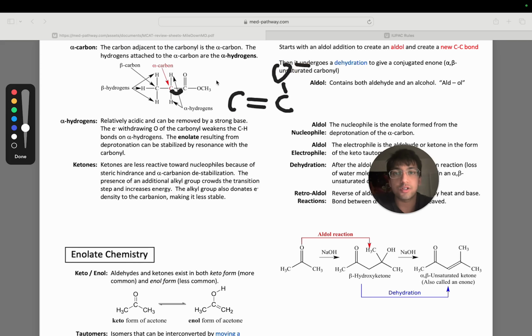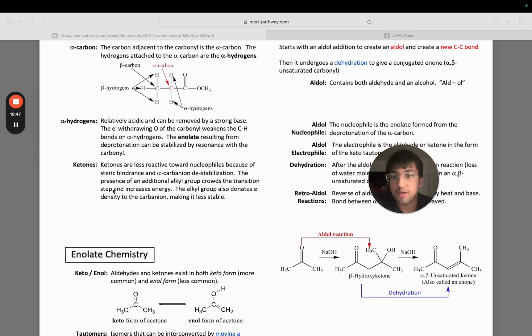And so that structure can have resonance with this structure right here. And that's what happens when you have alpha hydrogens leaving. It's a stable structure that it's leaving behind. All right, hopefully that makes sense.